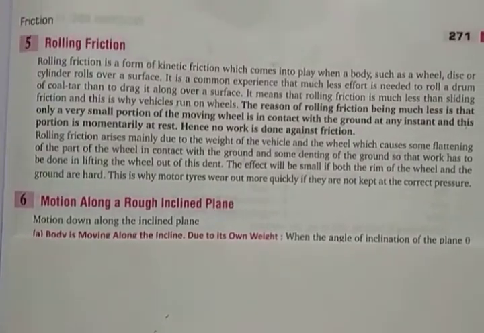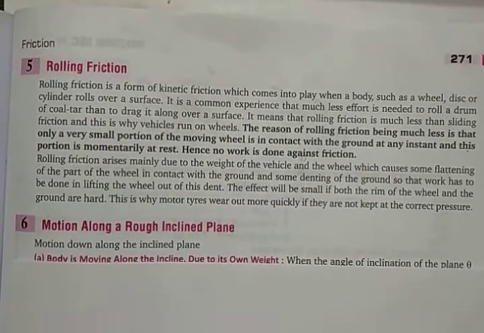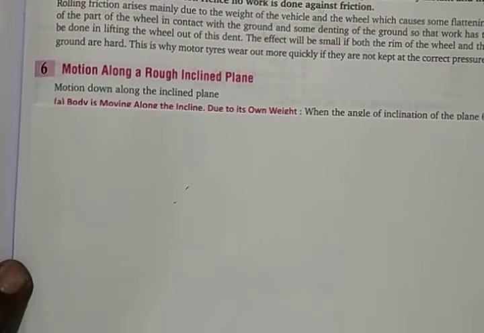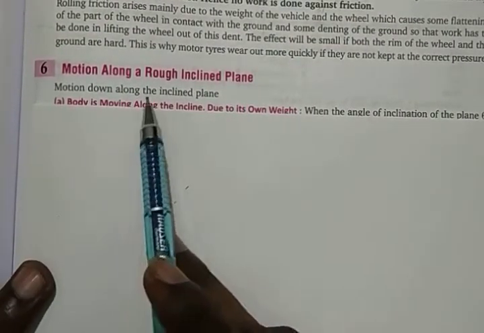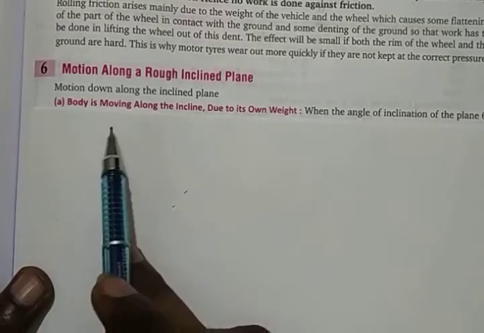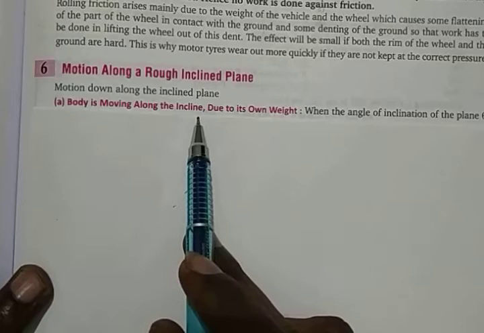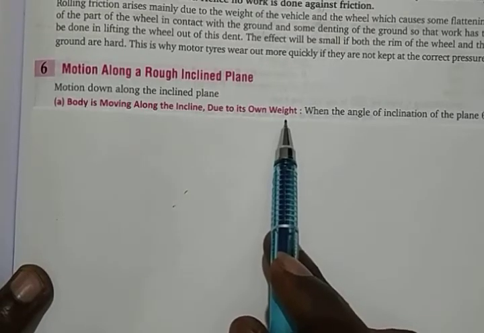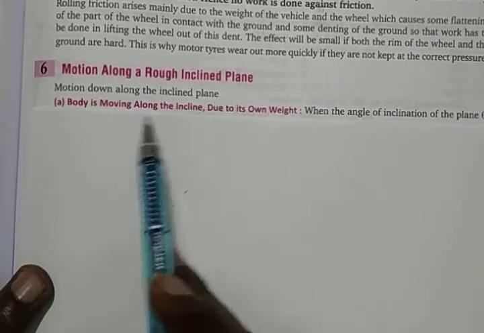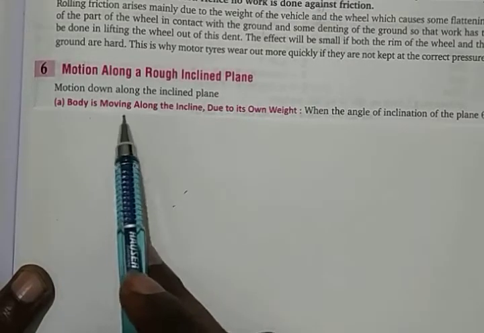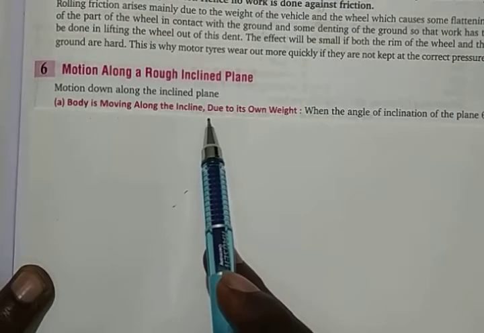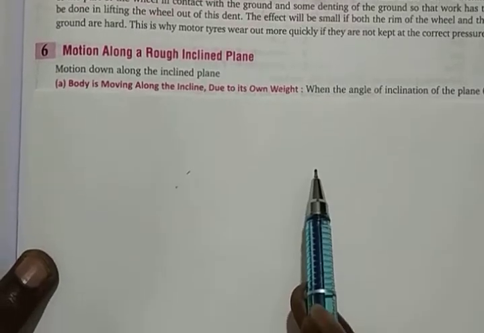Today we are going to start from page number 271, and we are going to go a little ahead of the same concept: motion along a rough inclined plane. So what happens if a body is moving along the inclined plane due to its own weight? Please write down: motion along a rough inclined plane. That's the main topic, and there's a part of it. It says the body is moving along the inclined plane due to its own weight.